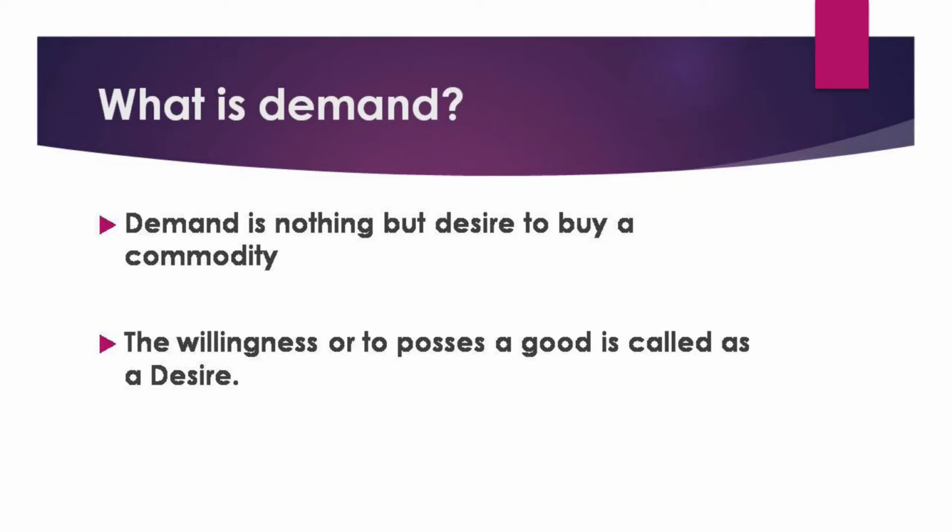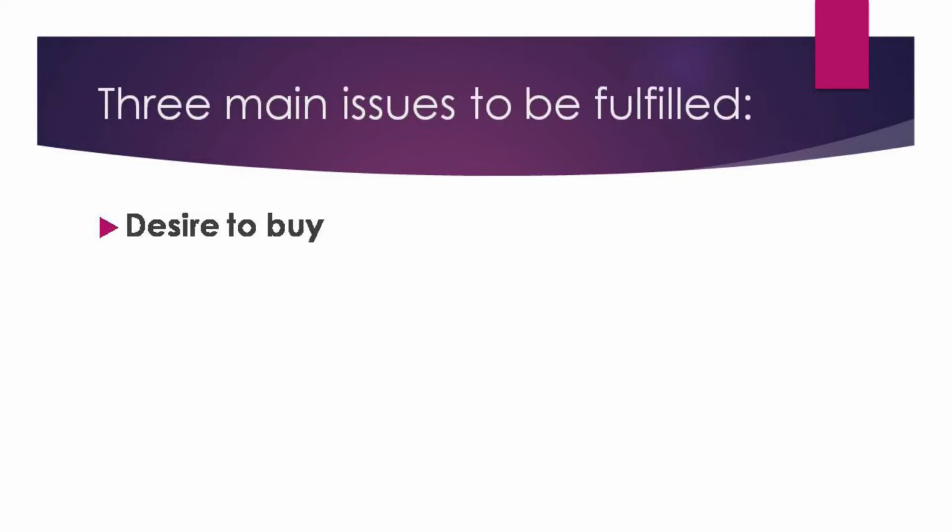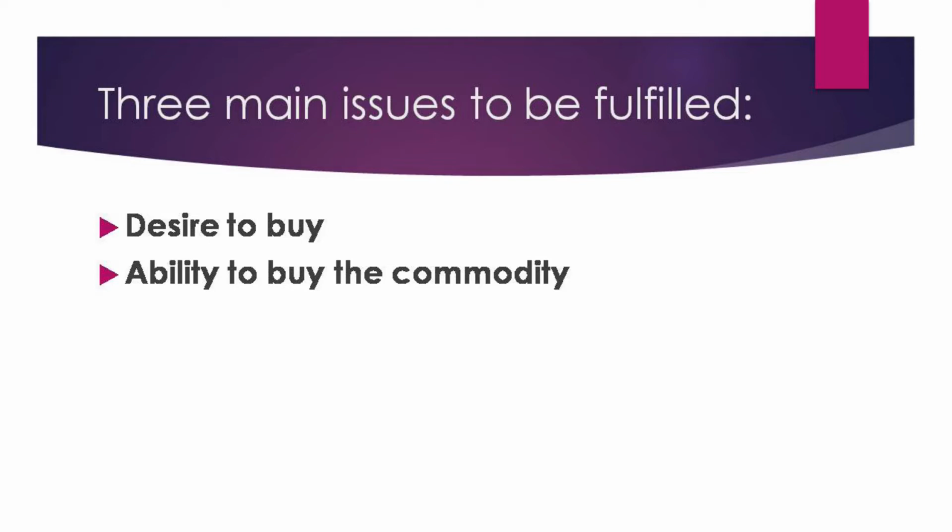So for demand, three main conditions have to be fulfilled, namely the desire to buy. First, you should feel that you should buy a commodity. The second main thing is that you should have the ability to buy the commodity. That ability is whether I have the money in my hand to purchase that commodity. It might be a book, a pen, a pencil, or any commodity you want to buy. So first, you have a desire to buy. Secondly, the ability to pay the money for the commodity I am going to buy.